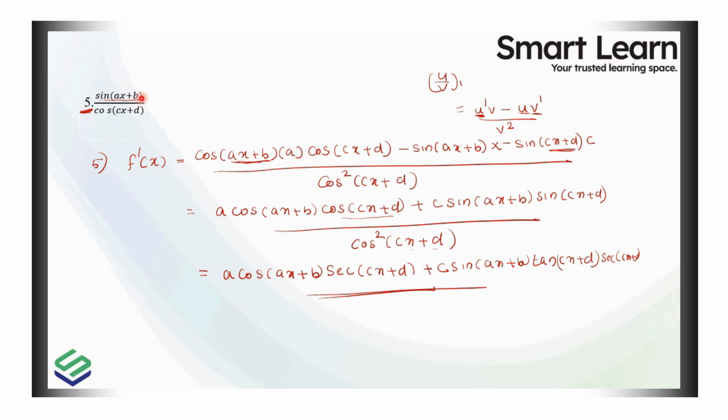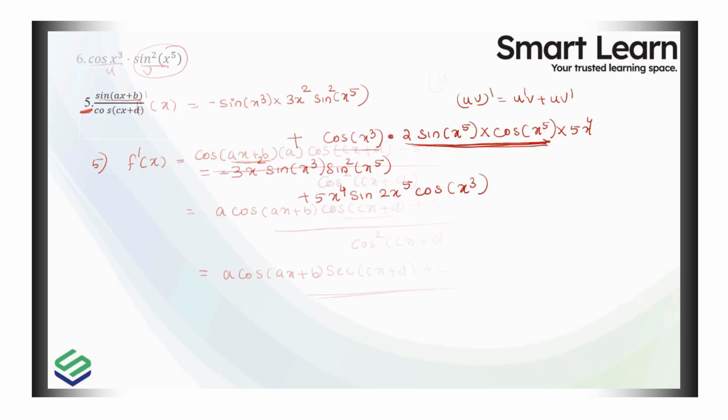Then sine of ax plus b by cos of cx plus d. Here there is a fraction, that means the quotient rule. How will the quotient rule work? The numerator derivative: sin of ax plus b gives cos of ax plus b, and the derivative of ax plus b is a, into the denominator cos of cx plus d, then minus the numerator sin of ax plus b into the derivative of the denominator, cos, that is minus sin of cx plus d, into c, divided by the denominator square. Then by simplification you will get this answer.